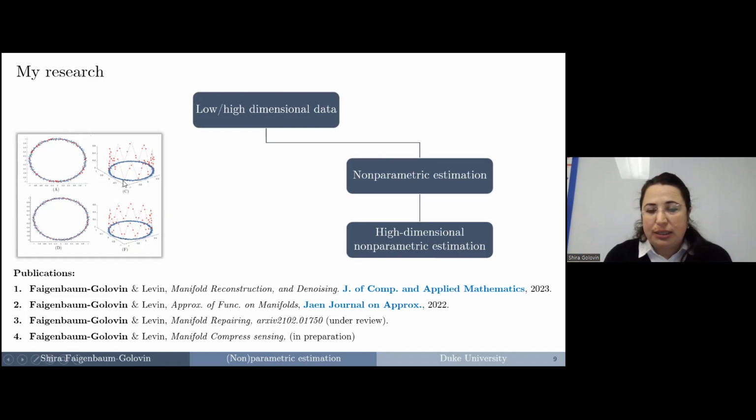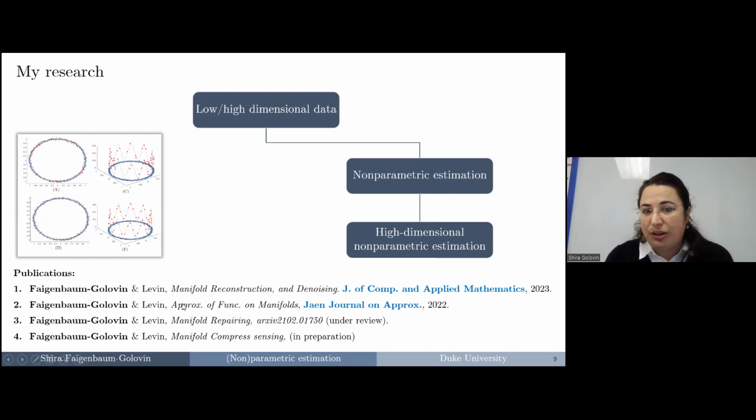This research direction resulted in 4 papers. The first one, published in the Journal of Computational and Applied Mathematics, is basically the basic framework for the reconstruction of data in high dimension and denoising it. And I will be discussing this in more detail today.